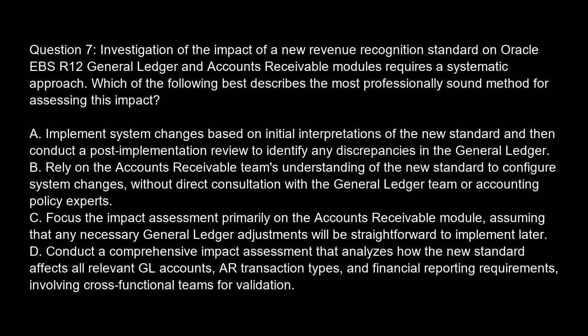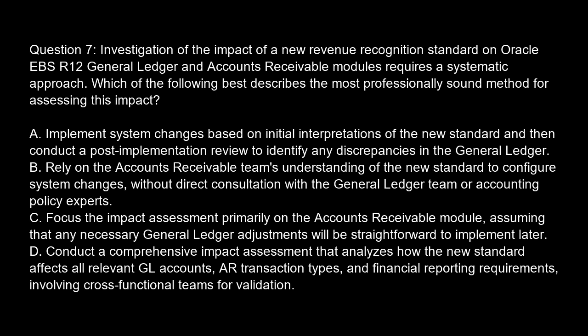Option A. Implement system changes based on initial interpretations of the new standard, and then conduct a post-implementation review to identify any discrepancies in the general ledger. Option B. Rely on the accounts receivable team's understanding of the new standard to configure system changes, without direct consultation with the general ledger team or accounting policy experts. Option C. Focus the impact assessment primarily on the accounts receivable module, assuming that any necessary general ledger adjustments will be straightforward to implement later.